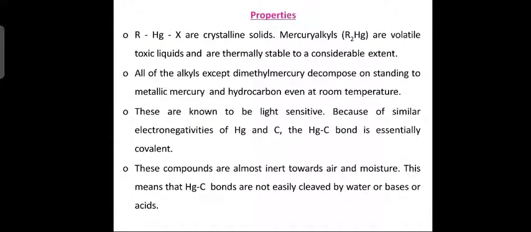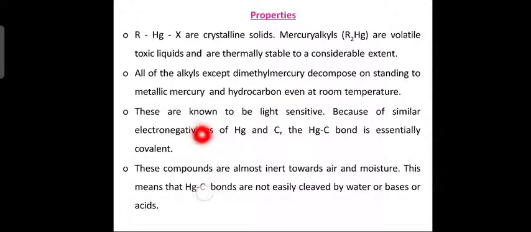Next slide. Now, what are the properties of organomercury compounds? RHgX are crystalline solids. So, organomercury compounds are crystalline solids, and mercury alkyls are volatile toxic liquids. Since mercury is present, these compounds are toxic in nature and thermally stable to a considerable extent. All of the alkyls except dimethyl mercury decompose on standing to metallic mercury and hydrocarbon even at room temperature.